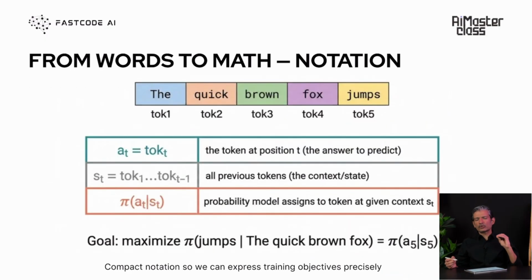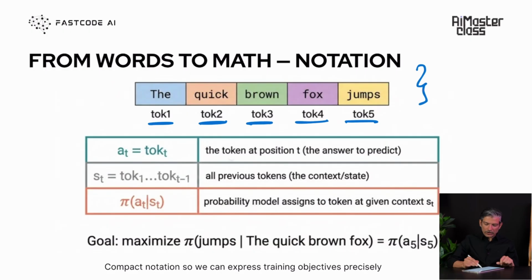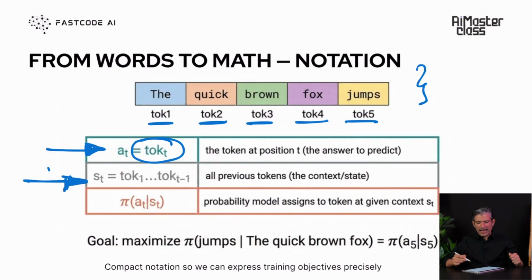Well, before we do that, let me quickly introduce some notation. It's simple. It'll just help us get into the math of it slightly easier. So, let's always run with this sentence: The quick brown fox jumps over the lazy dog. And we will name all these words as tokens. Token 1, token 2, token 3, token 4, and all the way to token T. Okay, and the token at position T, the answer that we want to predict, right? A_T is what we want to predict, and this is also known as token T. And this S_T is essentially what we have, all previous tokens. You can also call it the context.